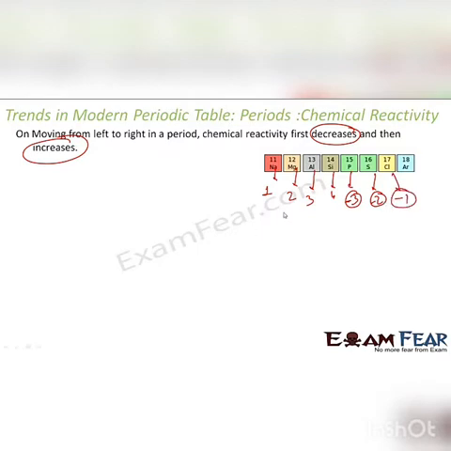So if you see reactive, I'll write like this. I'll talk about the reactivity, right? So reactivity is going down and then it's going up. That's how it is. Reactive, less reactive, less reactive, less reactive, more reactive, more reactive, more reactive. Correct?